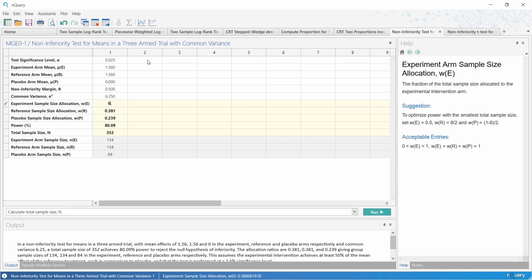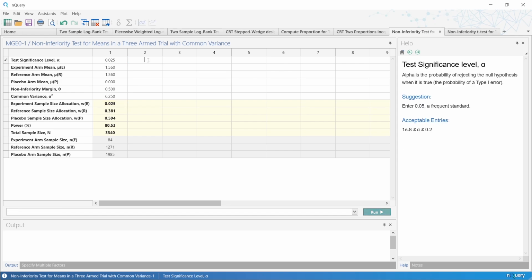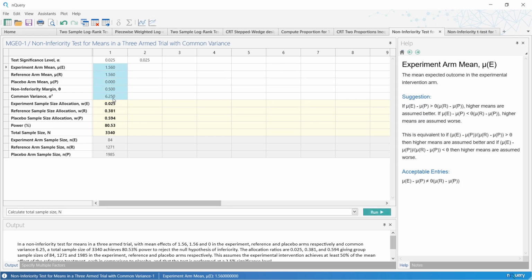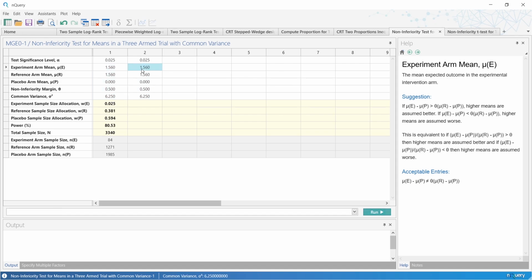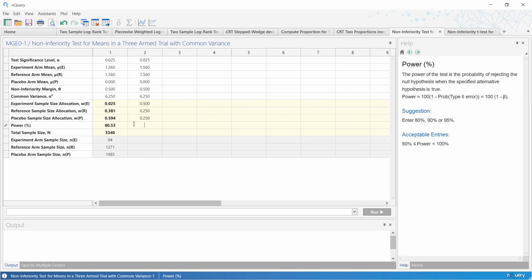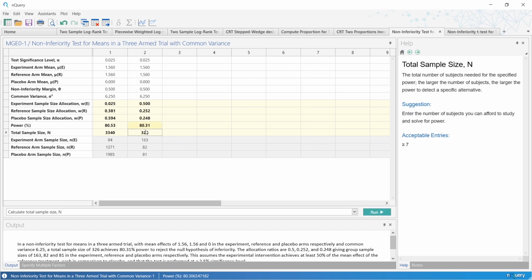But, as I mentioned, there is an optimal allocation, which is really just saying an allocation that maximizes your power for a particular design. And in the case of the means case with common variance, it's actually very simple. It's given in the help card here. 0.5 for the experimental arm, the non-inferiority ratio divided by 2 for the reference arm, which is 0.5 divided by 2 of 0.25. And then that happens to be 0.25 for the other one here as well. And then if we enter 80% power, you'll see that the sample size requirement is 326 per group instead.